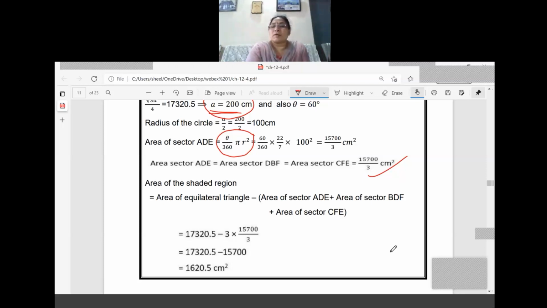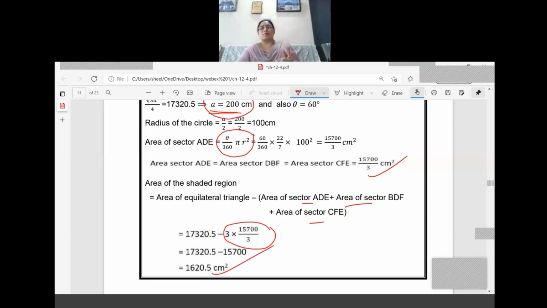All these three areas are same only. So 3 into 15700 by 3, we have taken that one. Just subtract from the area of the equilateral triangle. Area of the equilateral triangle is directly given in the question. After the simplification, what we will get? 1620.5 centimeter square only, right?